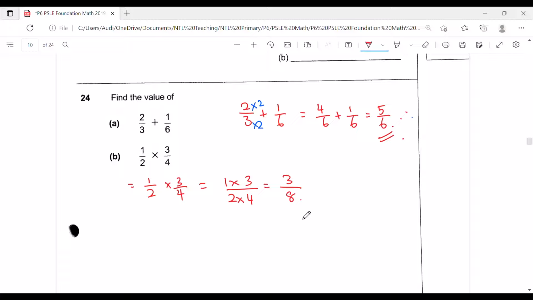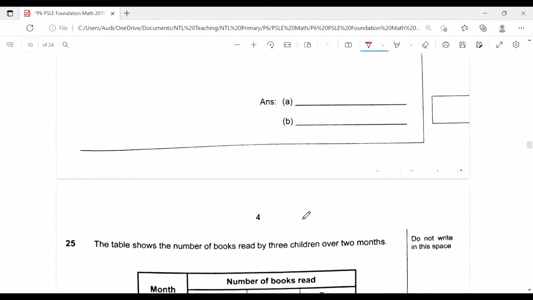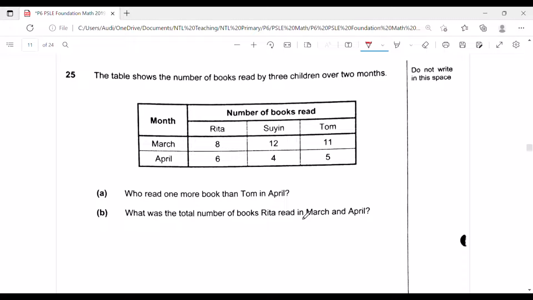Again, what you do now is pause the video, try the question, and then you can attempt the next question. Right, this is question 25. The table shows the number of books read by 3 children over 2 months. You've got 2 months, March and April. And you have 3 children, Rita, Suyin, and Tom.